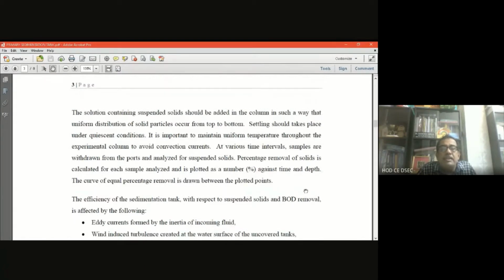The solution containing suspended solids should be added in the column in such a way that uniform distribution of solid particles occurs from top to bottom, and settling should take place under quiescent conditions. It is important to maintain uniform temperature throughout the experiment. So what we will see is the percentage removal of solids for each sample analyzed, plotted as a percentage against time. I will show that graph in one problem, and the curve of equal percentage removal is drawn between the plotted points.